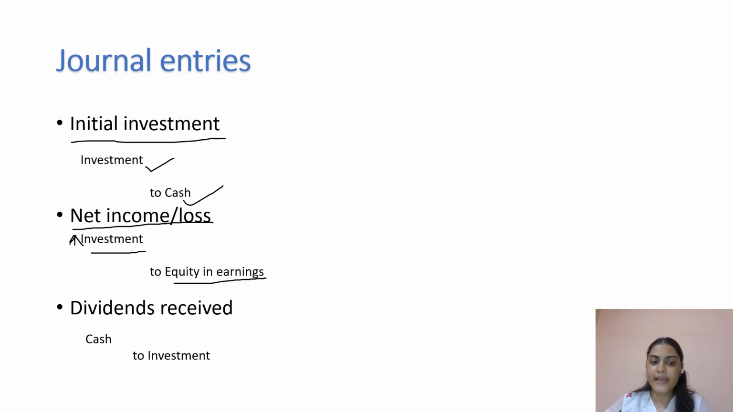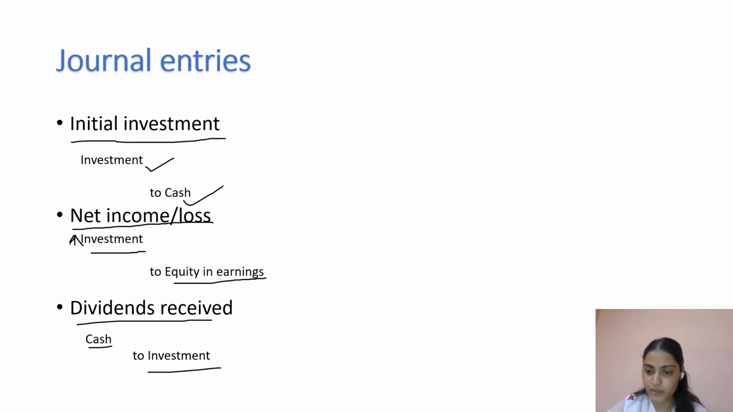Okay. Next is dividend received. When they declare dividend for us, usually what do you do when you receive dividend income? Cash to dividend income. But here in equity method, you're supposed to debit cash but reduce your investment account. You're supposed to reduce the investment. So those are the journal entries.